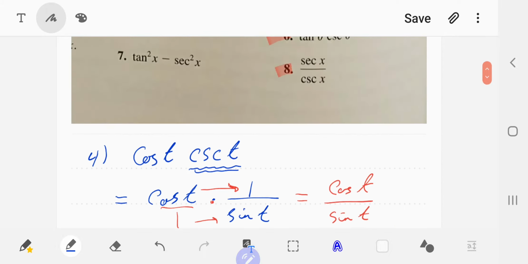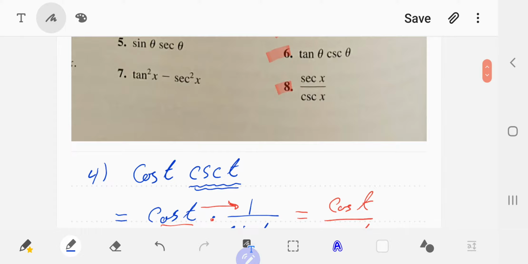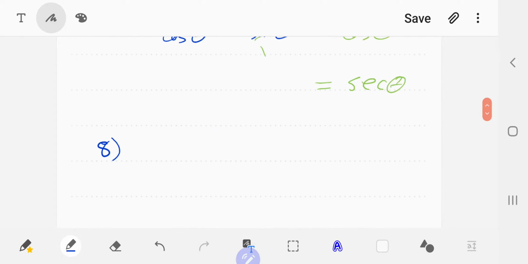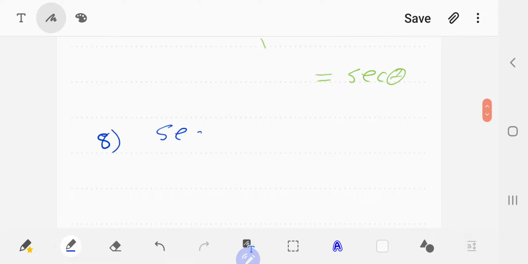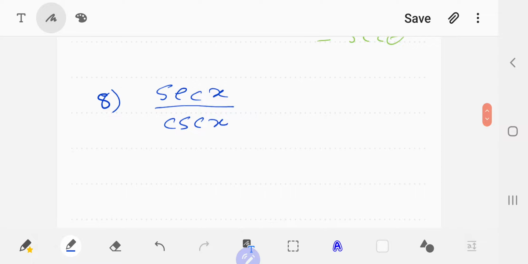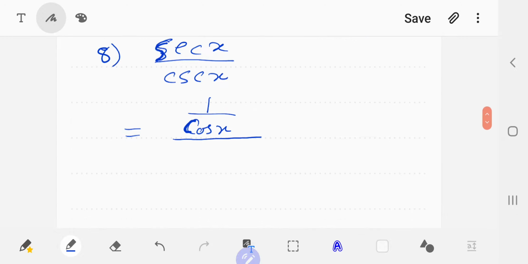What does number 8 say here? It says secant over cosecant. Secant x over cosecant x. Again, what is secant? Secant is 1 over cosine. Do you remember how to get these? How do you remember that? Secant starts with S, so it takes what starts with C. Cosecant starts with C, so it takes what starts with S, so this is 1 over sine x.